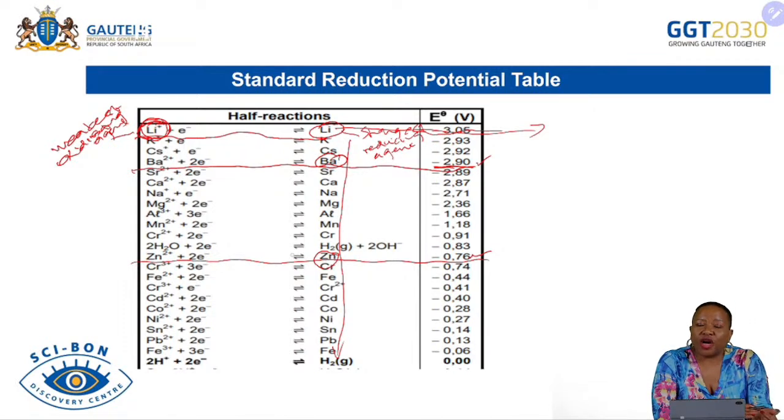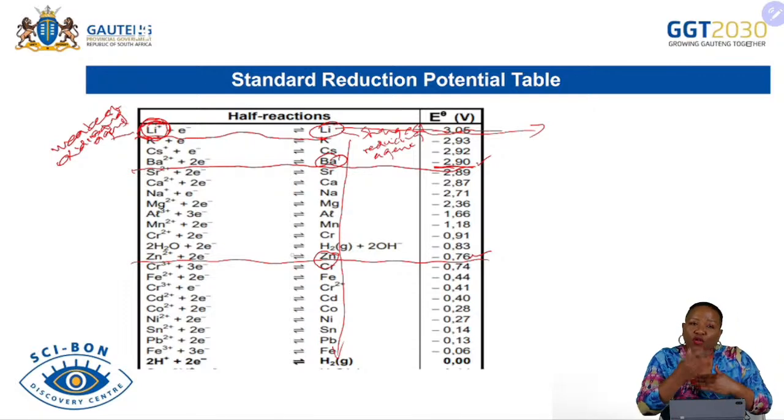Because it's a stronger reducing agent than zinc, when it comes to losing electrons, both of them are metals and both can lose electrons, but one can lose them faster than the other. Therefore, barium will undergo oxidation faster than zinc. So if you want to protect zinc from rusting, you can cover it with barium, because barium will undergo oxidation first and protect zinc from undergoing oxidation.